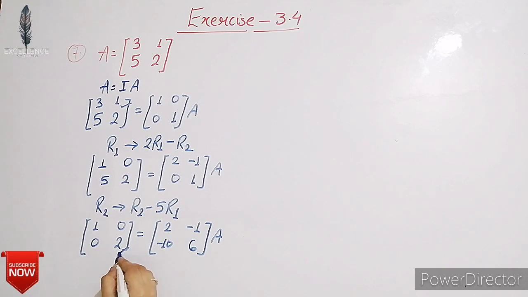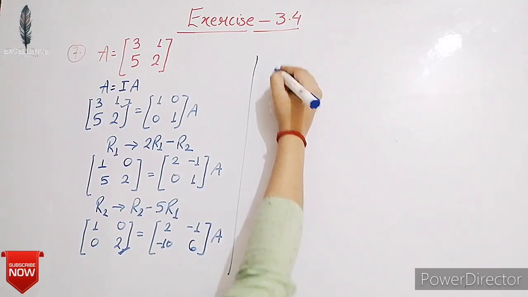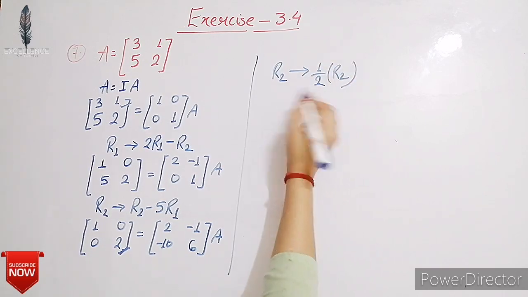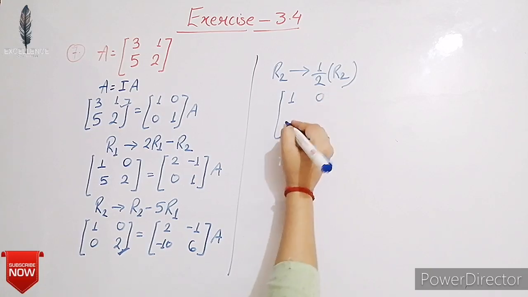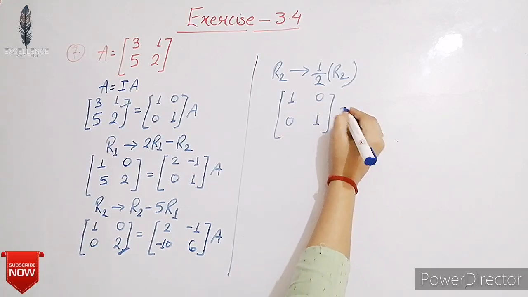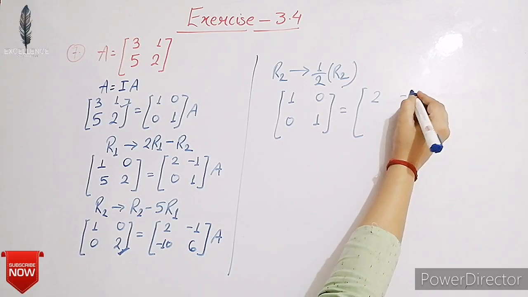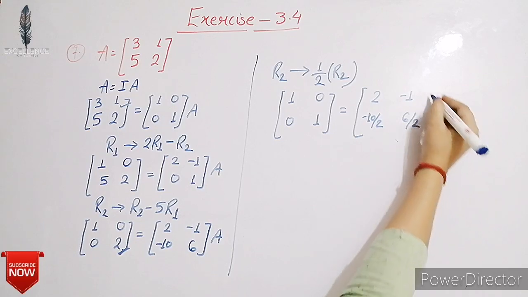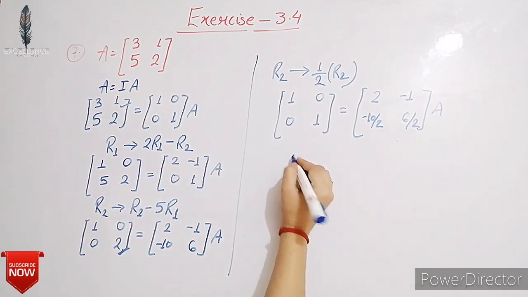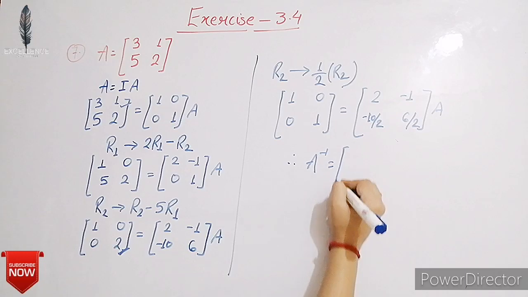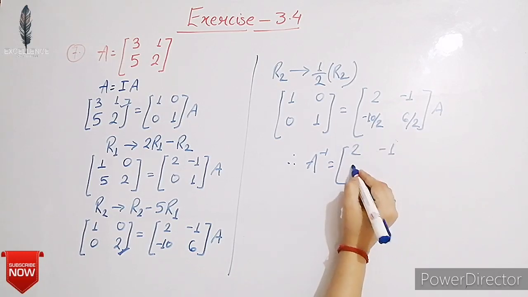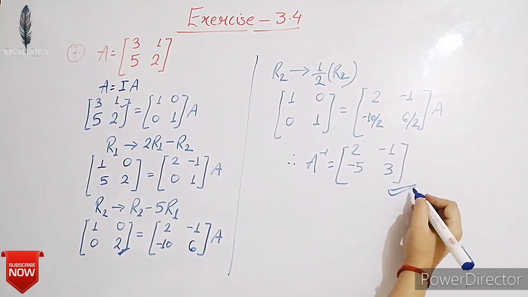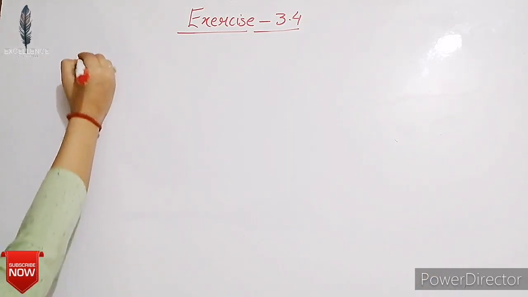Here we have 2. So simply R2 is such that 1 by 2 R2. Then we have it is 1, 0, 0, 1 is equals to, it becomes 2 minus 1. It is minus 10 by 2 and 6 by 2. So, the inverse of the given matrix is 2 minus 1, minus 5 and 3 is the required inverse. Let's see the next question, question number 8.